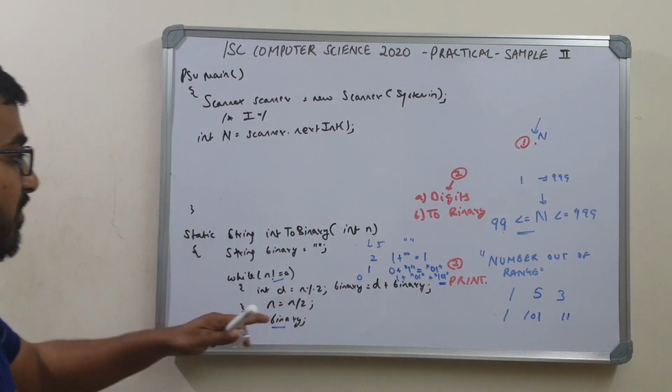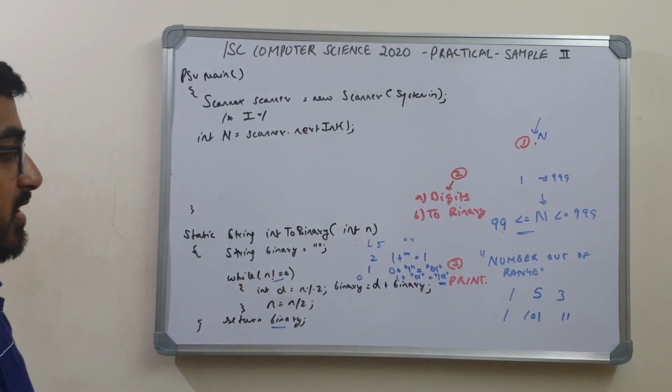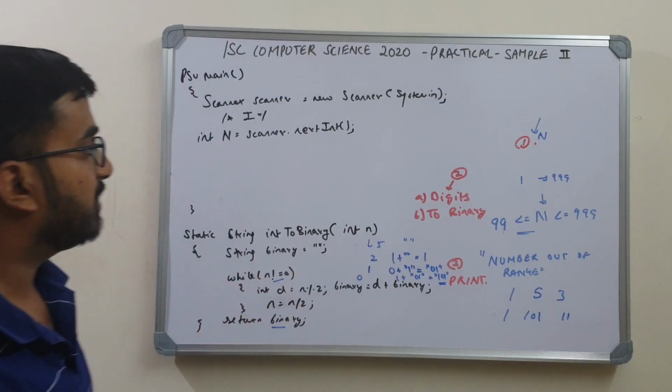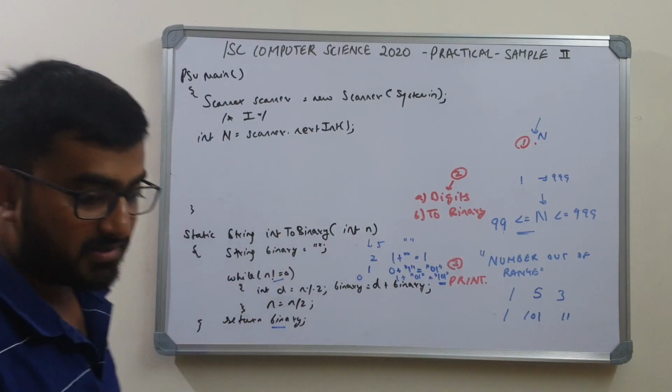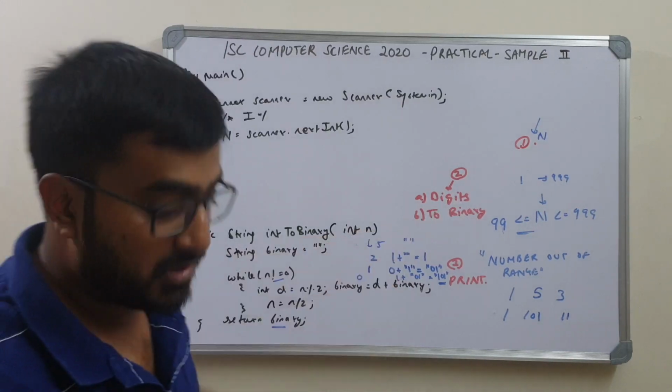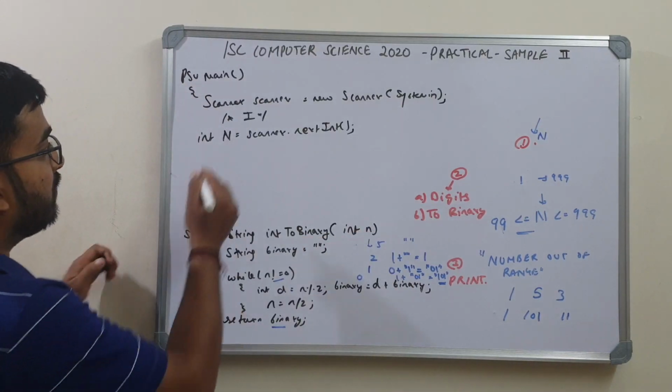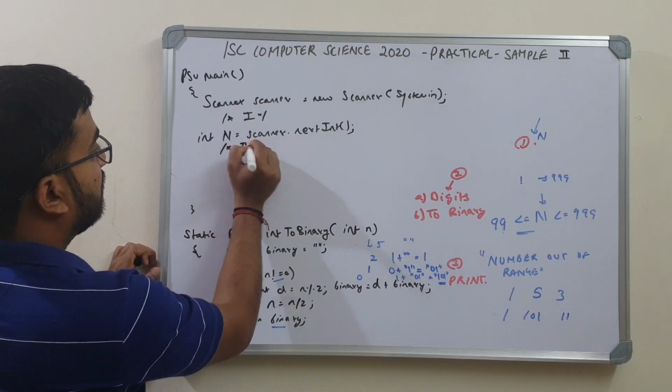So this is how you convert an integer to its corresponding binary value. So this part is done. Reading the value part is done. Oh, we did not check for the range. So what we are going to do is add the check for the range.